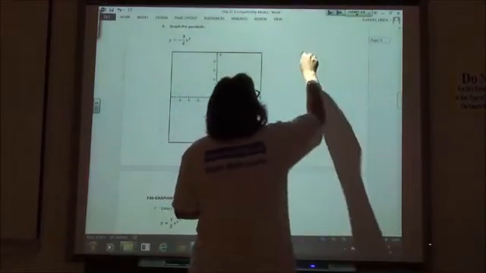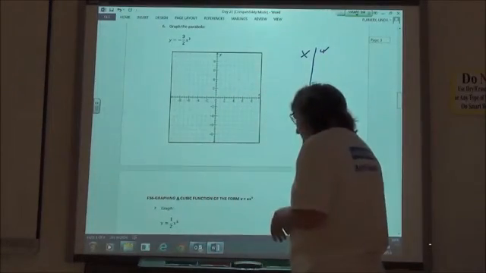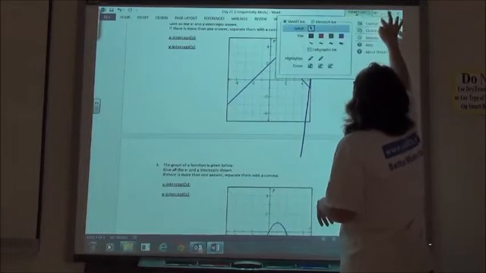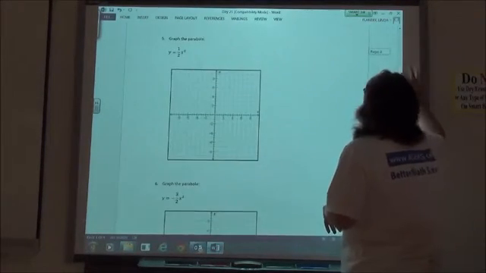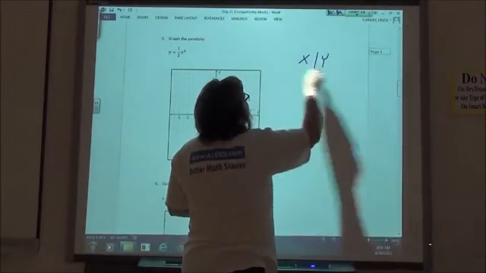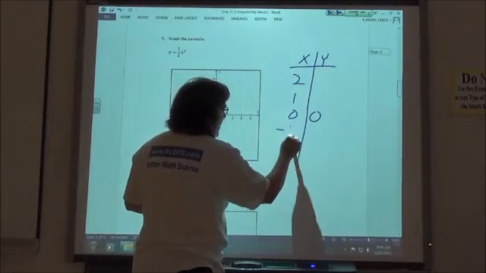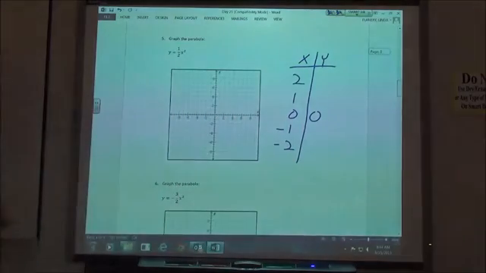So number 6, same kind of thing there. 6. Did I skip 5? Trying to go to 6 already. How about I do 5 first? Number 5. We know 0, 0 is going to be in the middle. Putting in 2, 1, 0, -1, and -2 for a table.